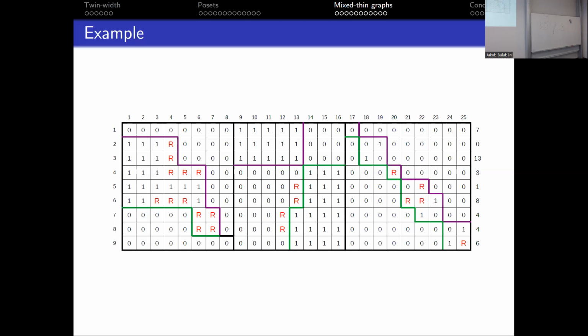using this property that the red entries can only be next to the boundary, and the boundary has bounded length, because the boundary must go from one corner and continues like this. The boundary has length at most this. There are two boundaries in each of these submatrices, so there's a constant number of boundaries.